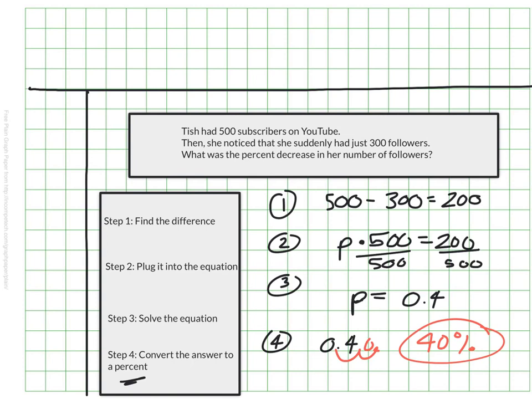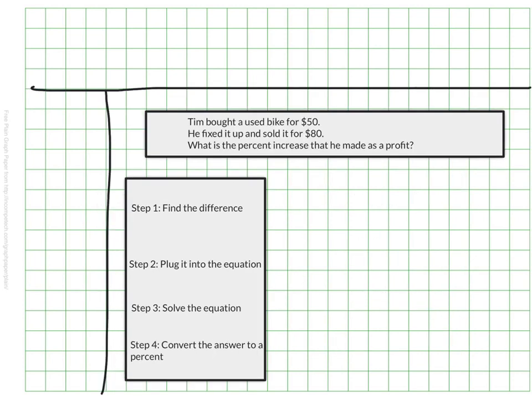I'll have you try one and bring it into class. Let me go ahead and set that up for you. This is the one I'd like you to try for yourself. Tim bought a used bike. He paid $50 for it. He fixed it up and resold it for $80. The question is, what is his profit? What percent profit did he get? So what was the percent increase that he got to keep as a profit?